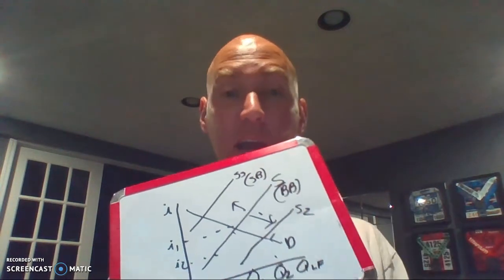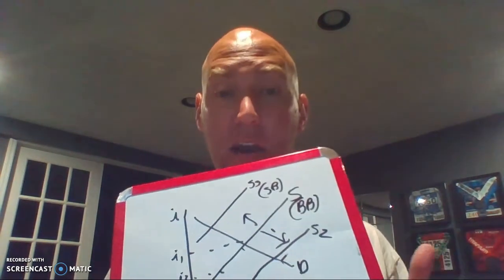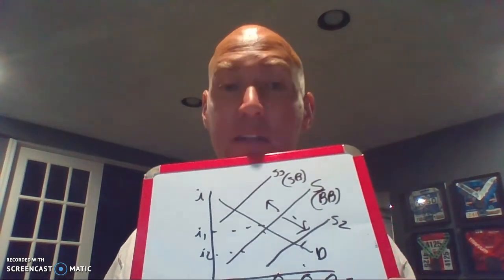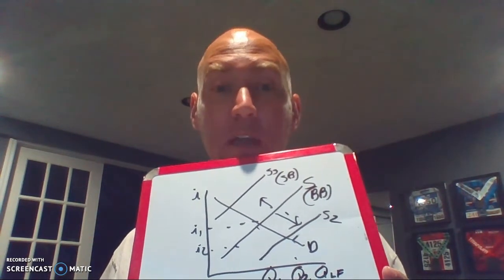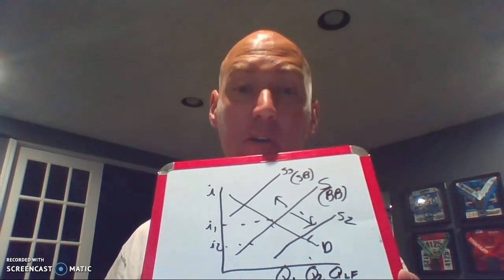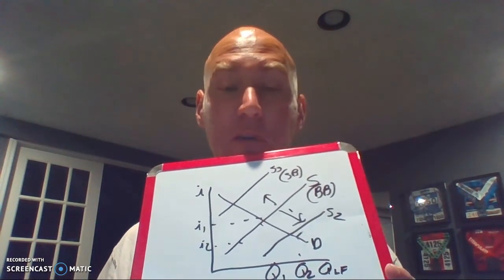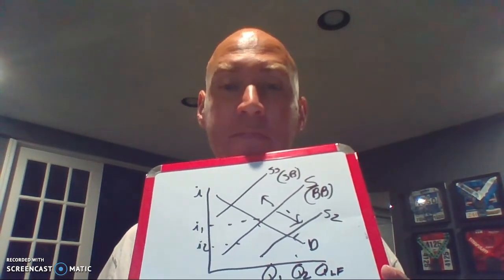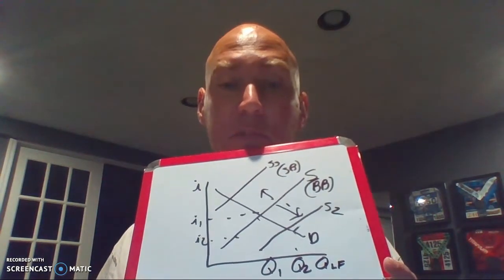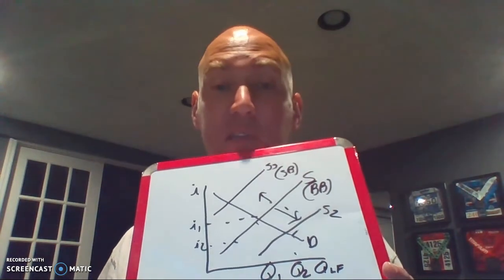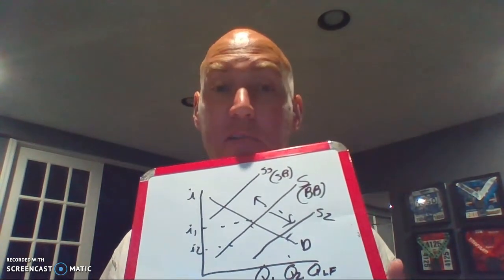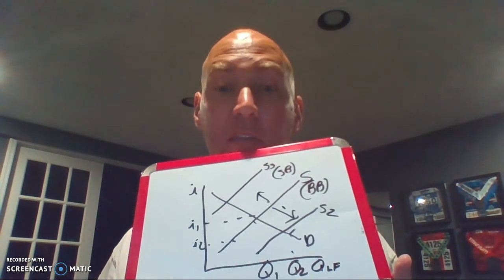I'm going to add another graph to this called the Phillips curve. But for now, just think demand for loanable funds. Are people borrowing more? Consumers, businesses, government? Or are they borrowing less? If they're borrowing more, demand for loanable funds goes up, interest rates go up. If they're borrowing less, demand for loanable funds goes down, interest rates go down. A supply of loanable funds, think savers, foreigners, and the Fed.